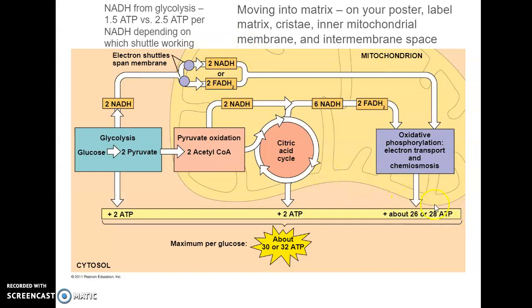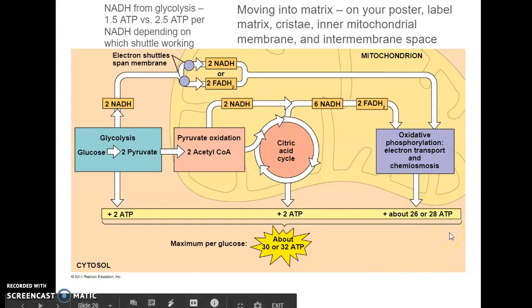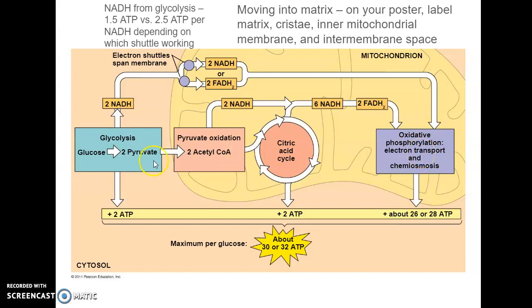Okay? And remember, this 26 to 28 is a really arbitrary number because depending on which textbook or literature you read, you'll see different numbers being produced from oxidative phosphorylation. The specific number is not so important. What's really important is for you to understand that the majority of the ATP that's made in the respiration process comes from oxidative phosphorylation. Okay?